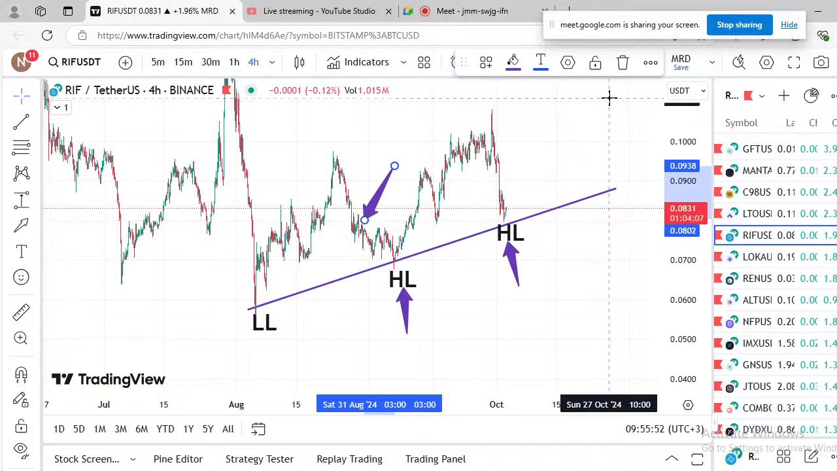Emma, are you getting that point? Yes. Within a trend, you can find another trend. Meaning, we can be in an uptrend, but within the uptrend, you can find a small downtrend.